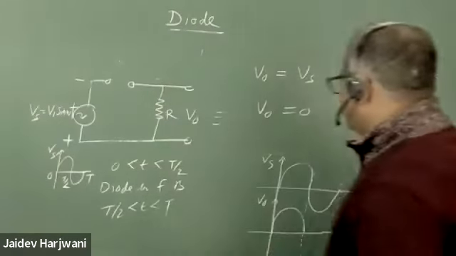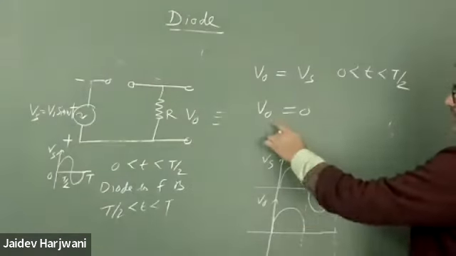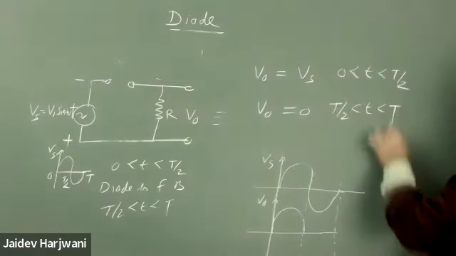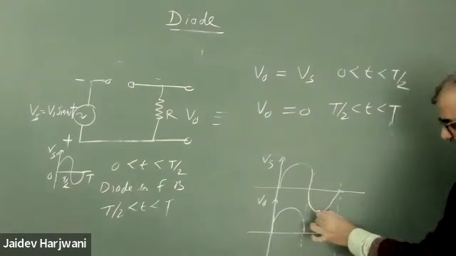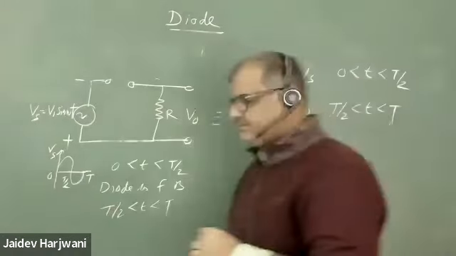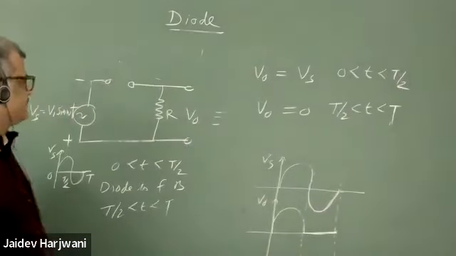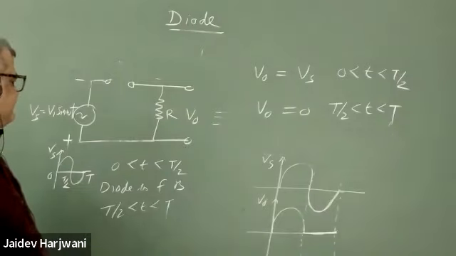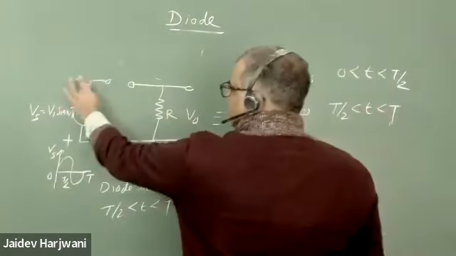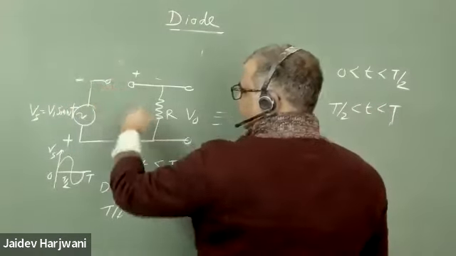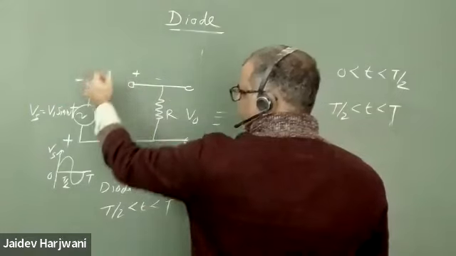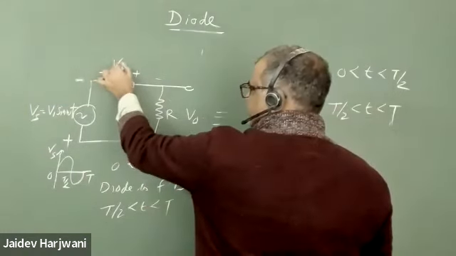Now I want to write V naught, the output, which will be 0 if my time is between T by 2 and T. If the diode is reverse bias and the negative cycle is coming, my output will be 0. There is no current in the circuit, so whatever voltage I apply here, Vs, will come here.